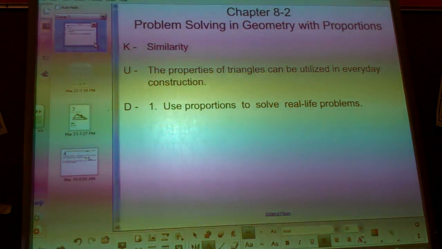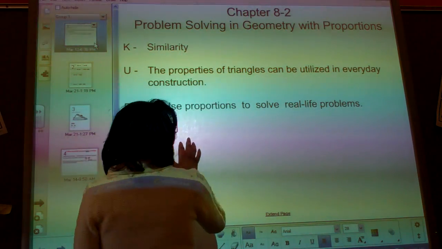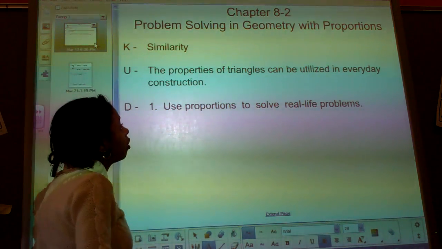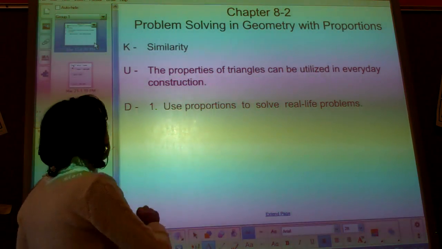This is chapter 8-2. Please copy your notes. There's one section in 8-2 that will not be on the video, the geometric means. It will be on the test, so we will discuss it in class.